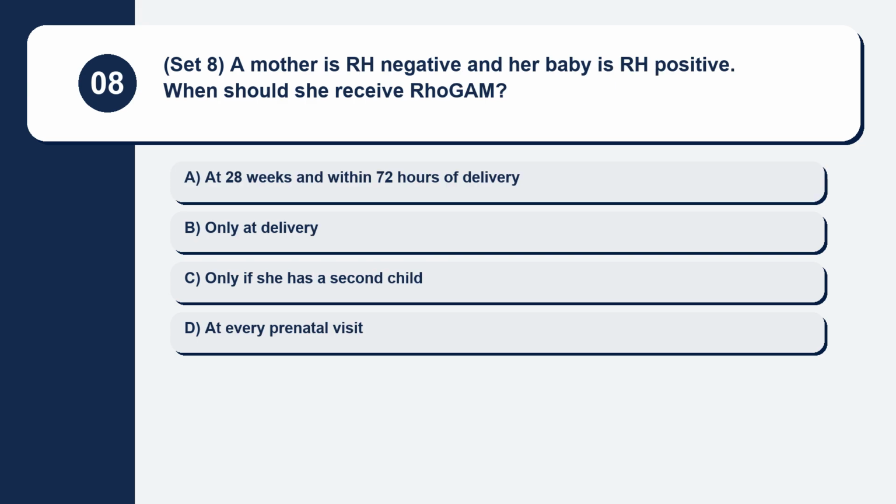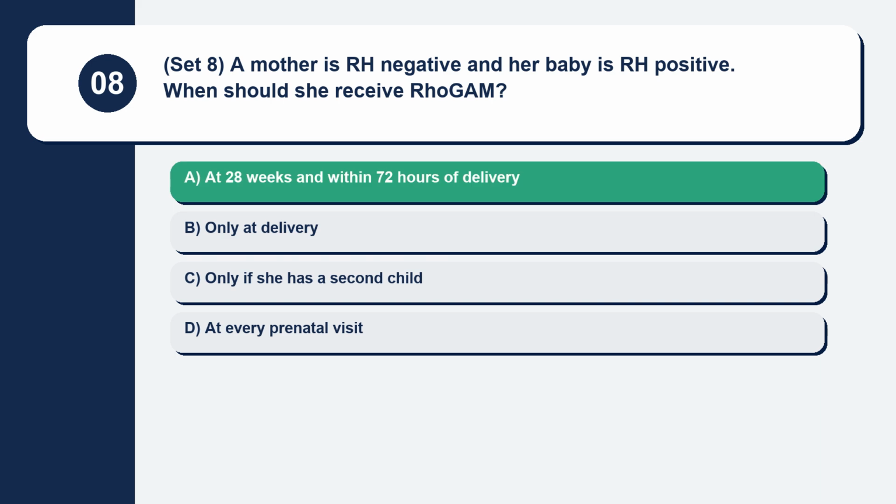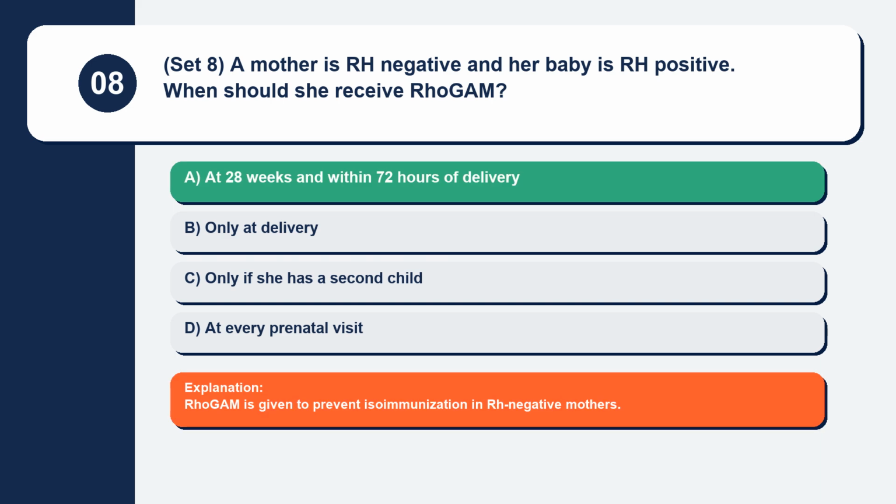Question 8. Set 8. A mother is Rh negative and her baby is Rh positive. When should she receive RhoGAM? At 28 weeks and within 72 hours of delivery. Only at delivery. Only if she has a second child. At every prenatal visit. RhoGAM is given to prevent isoimmunization in Rh negative mothers.